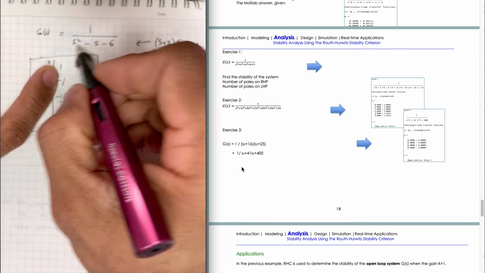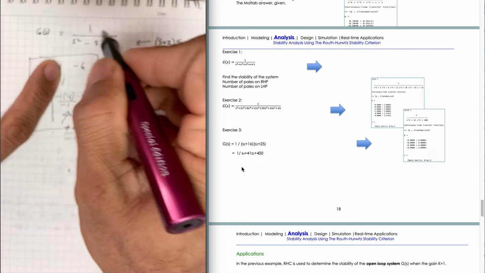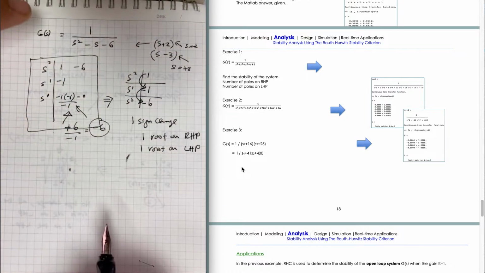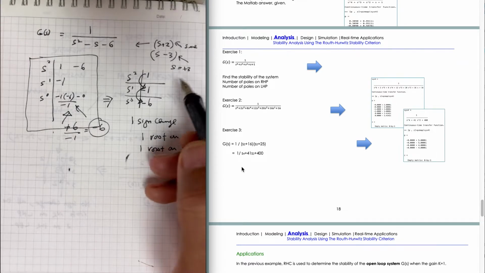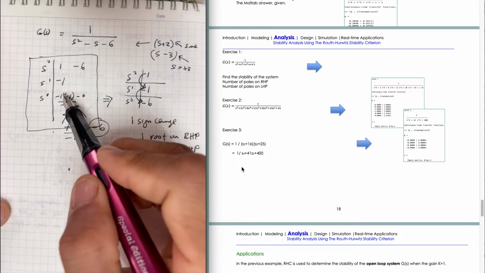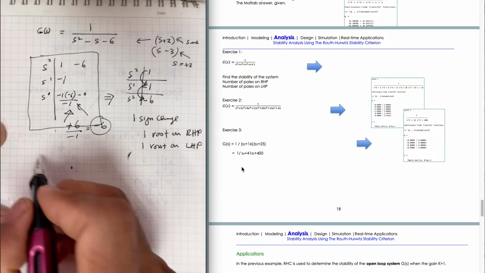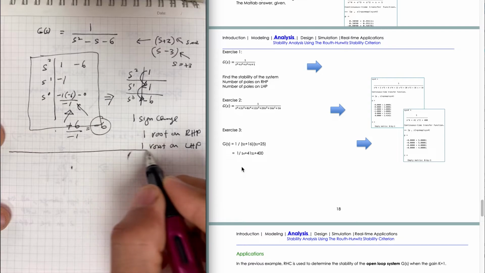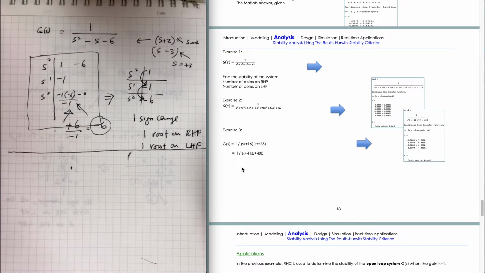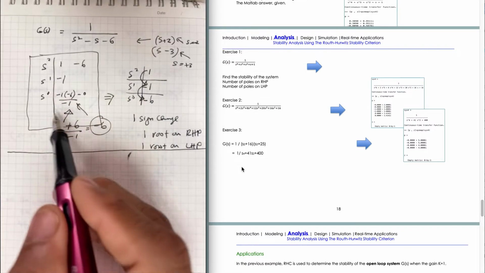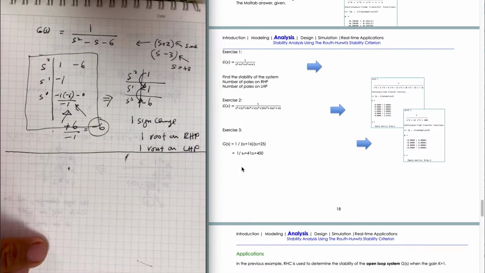Right? So now we just proved that with the simple systems, we could actually verify whether the system is stable or not stable. Okay, that solves the problem for the normal case, right? Now in the normal case, it tells us whether the system is stable or not stable depending on the sign change on the first row.